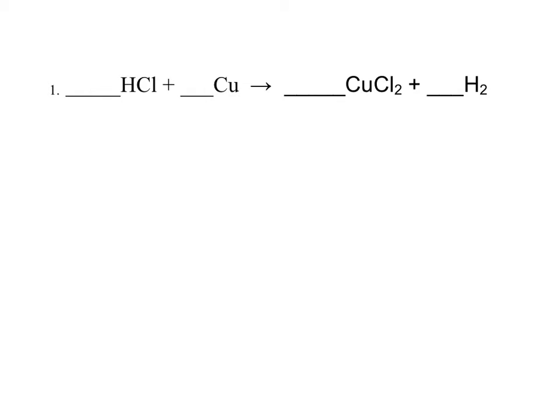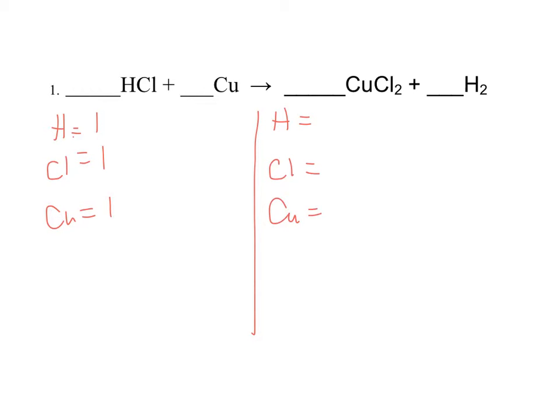So let's take a look at this example. I'm going to use the T structure. And I'm going to identify my element. So I have H, Cl, and Cu. I have one H, one Cl, and one Cu. Over here, remember whatever element is on one side must be on the other side.